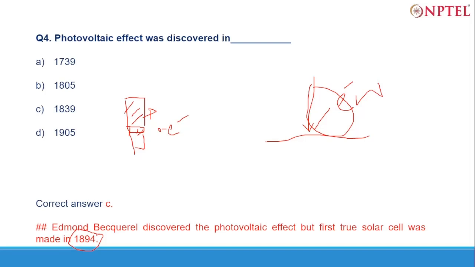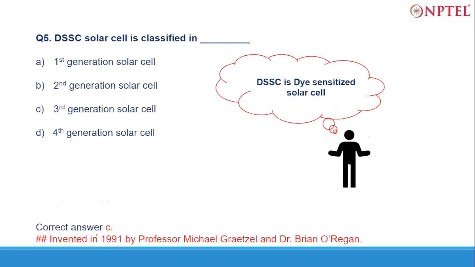So we then shifted to organic solar cells. They have some good efficiency, around 10 to 15%. These are second generation solar cells. The third generation solar cells are basically dye-sensitized solar cells, DSSC. And fourth generation solar cells are perovskite based solar cells. This is the new area where research is going on. Now the next question.